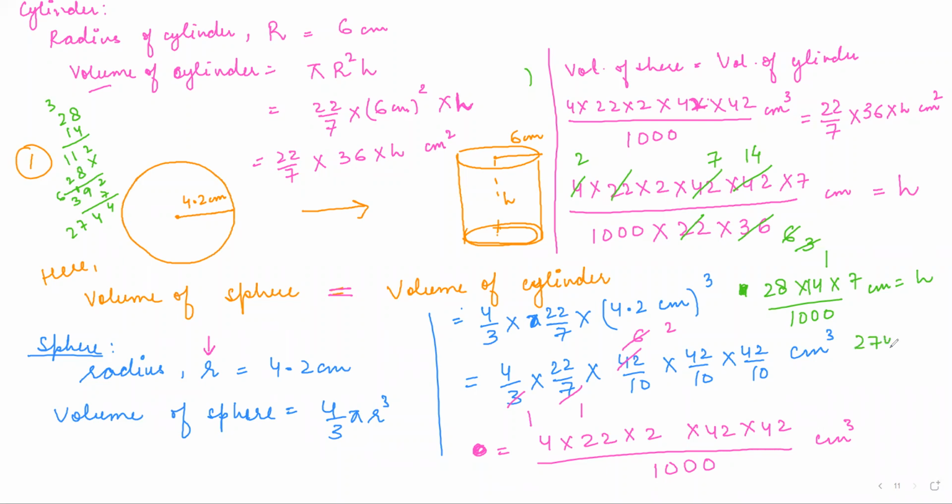I'm getting 2744 divided by 1000 centimeter is equal to h. Yes, ma'am, got the same. So just put decimals here. So after 3, that means 2.744 centimeter is your height. Please check the answer in NCERT at the back. Yeah, I think it's right.